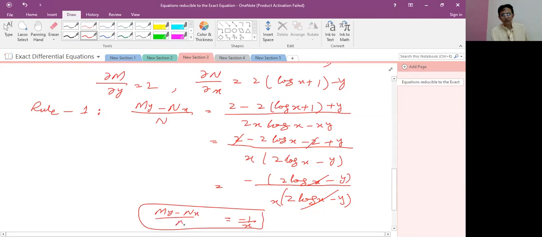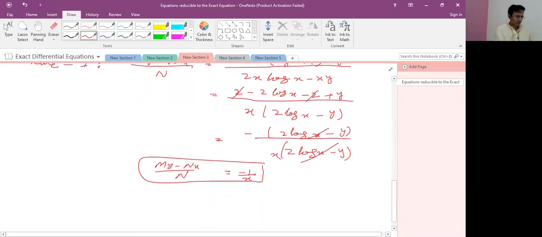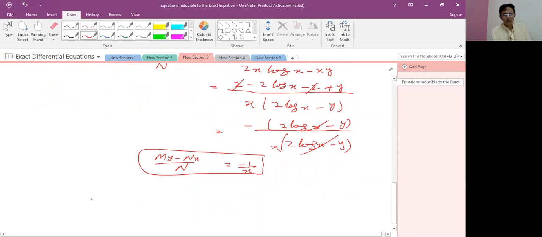After that, student, we will integrate. Means we find the integrating factor. So integrating factor is equal to exponential of the integral of f of x dx. It is exponential of the integral of 1 upon x dx, because it is a function of x.